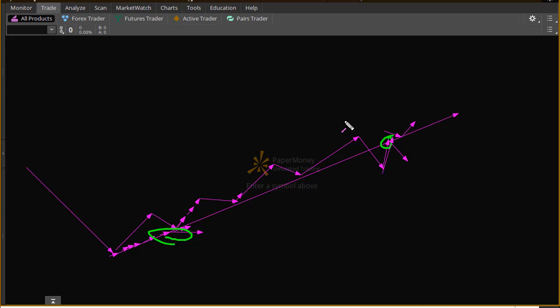Okay? But the uptrend ends here and the downtrend begins here. Not here. This is not the beginning of the downtrend. The downtrend begins at that lower high failure.